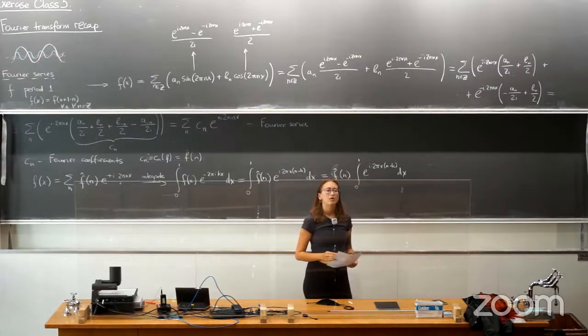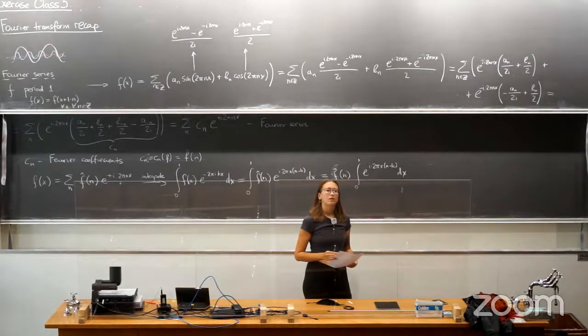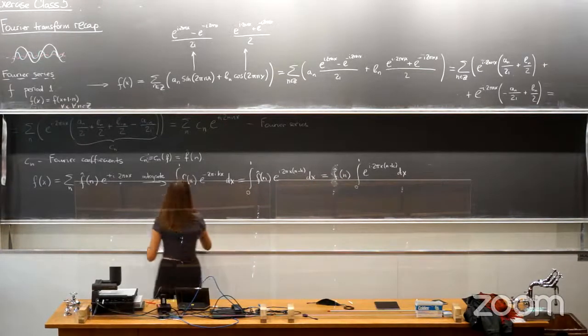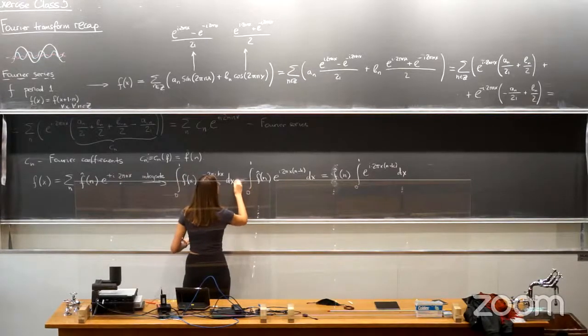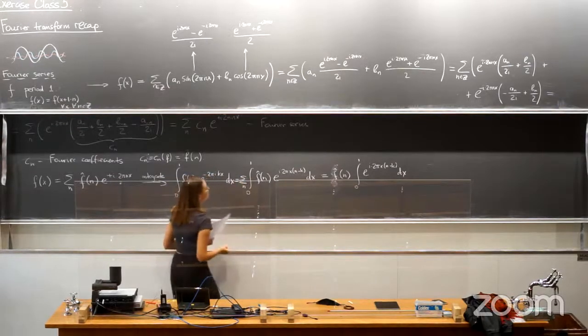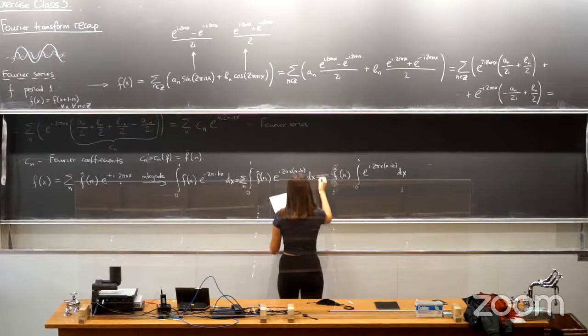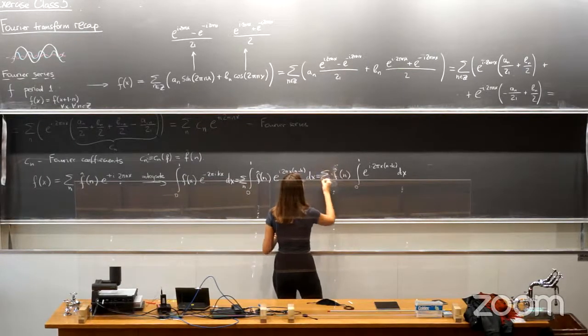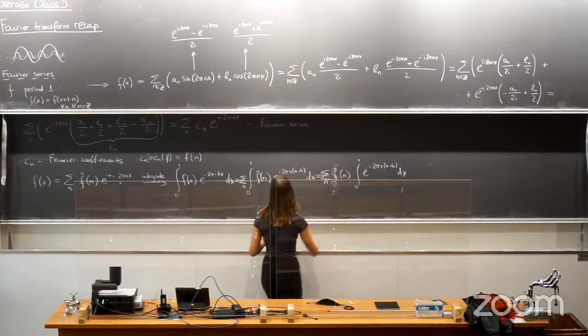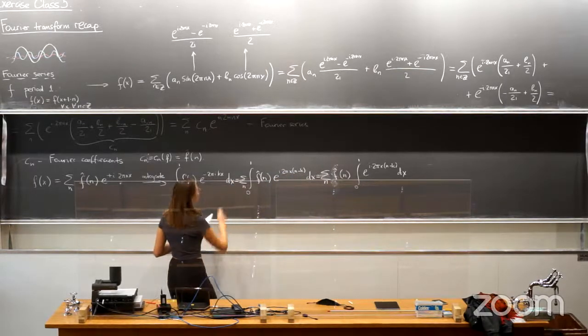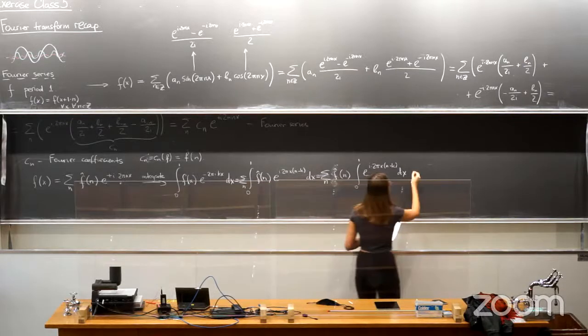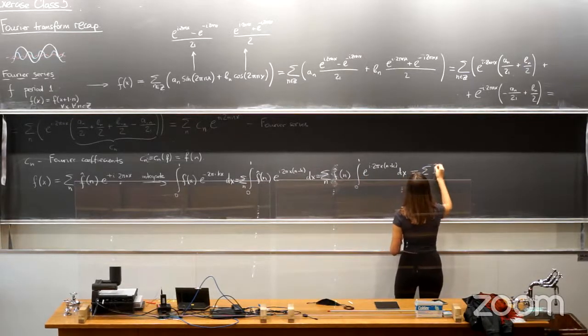Question: what happened with the sum? Because we're integrating both sides, multiplying by e to the power minus 2π i k x. What happened with the sum? Sorry, yes, I completely forgot. Here we still have the sum over n. Sorry, I was going too fast. So here we still have the sum over n.